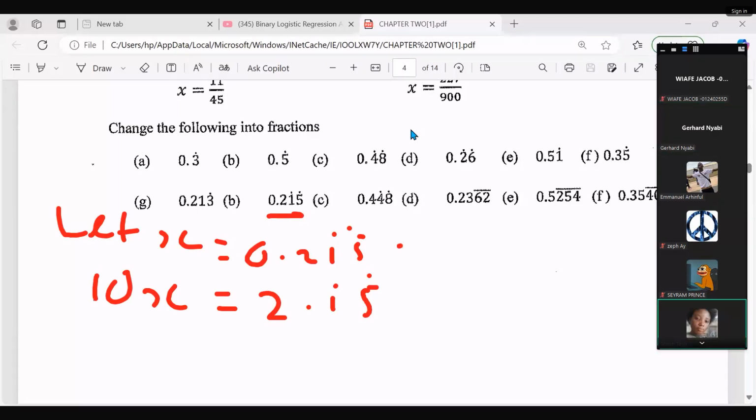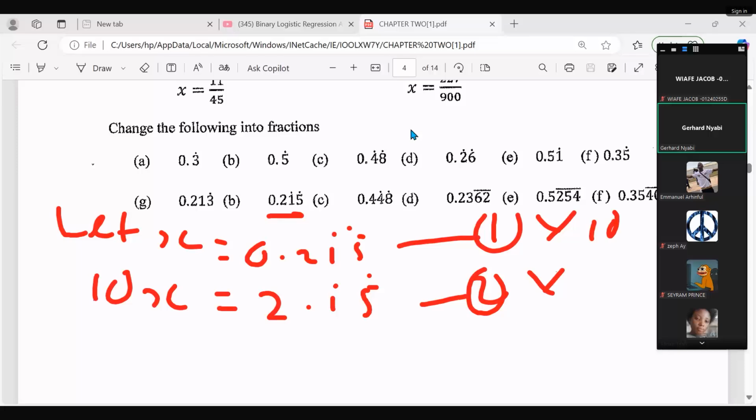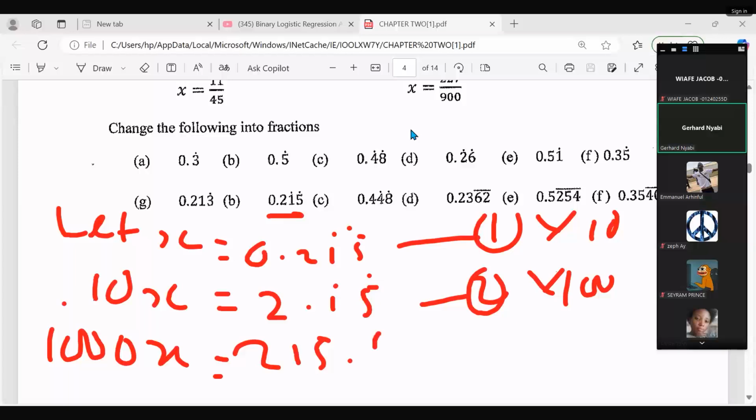Now look at this. Equation 1 times 10 gives us that, this is equation 2. Now there are 2 numbers recurring. We need to get a set of the 2 numbers to the left-hand side of the equal to sign. So what do we do to equation 2? We multiply by 100. If you multiply this by 100, we get 1,000x equal to 215.15 recurring. So this is equation 3.